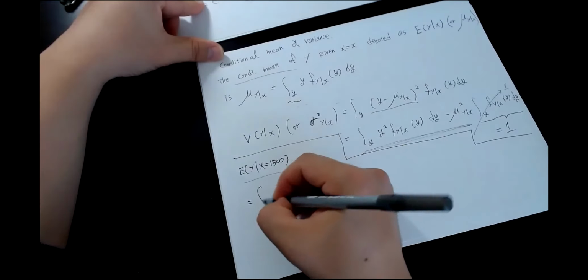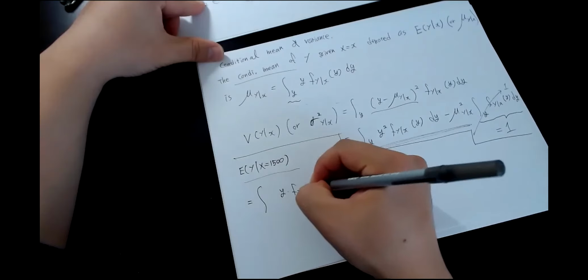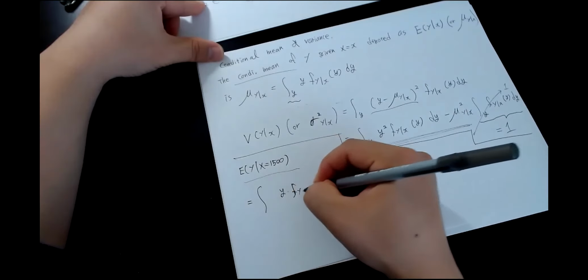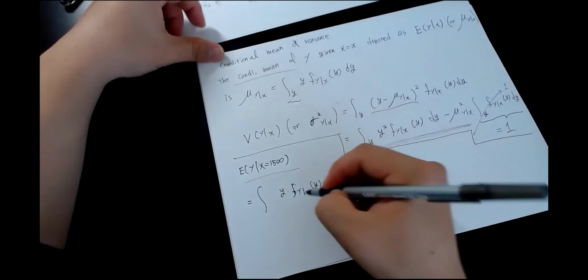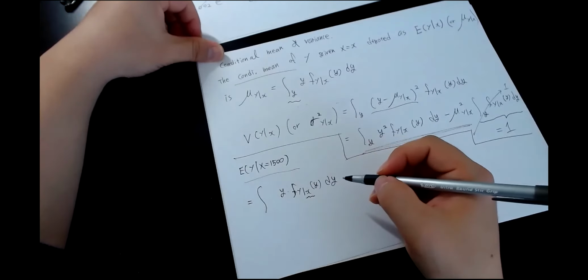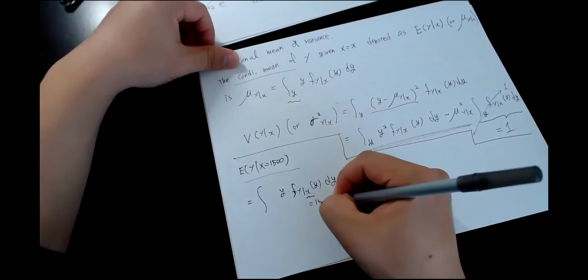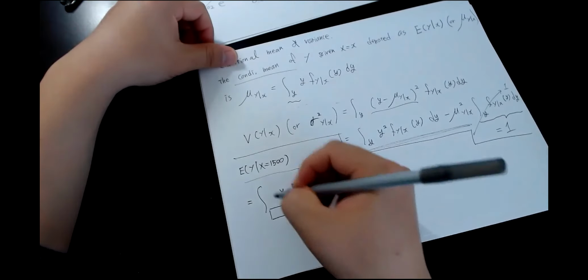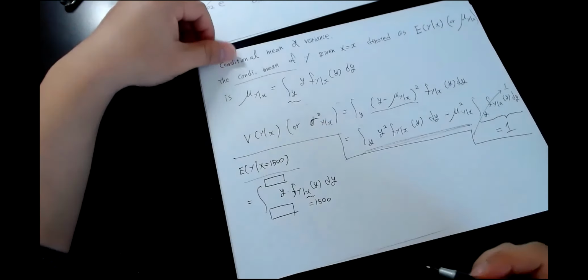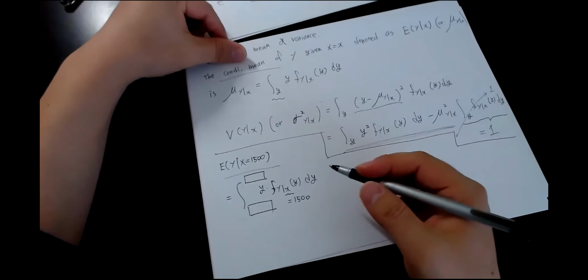So we have to take the integral of y times f of y given x, y, dy, isn't it? But x is given, which is 1500. And then we also need to figure out the limits of integration, lower limit and upper limit. So look at this.